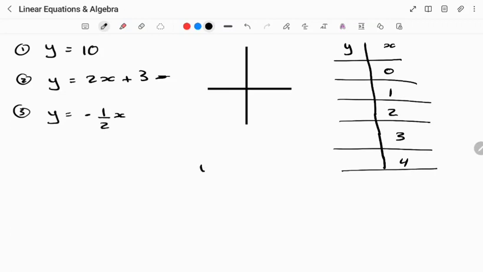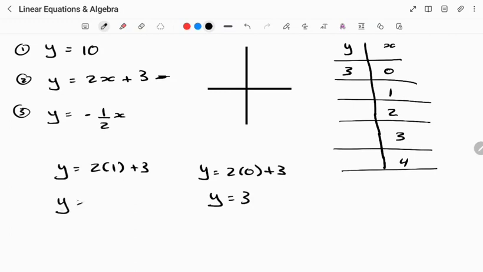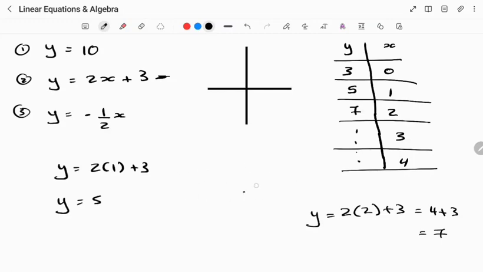So for 0, y is equal to 2 times 0 plus 3. So y is 3. When x is 1, y is equal to 2 times 1 plus 3. So y is equal to 2 plus 3, which is 5. For 2, y is equal to 2 times 2 plus 3, which is 4 plus 3, which is 7, and so on. Once you have these values, you can plot your graph. Let me go ahead and clear this out.